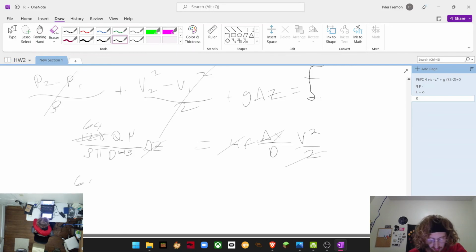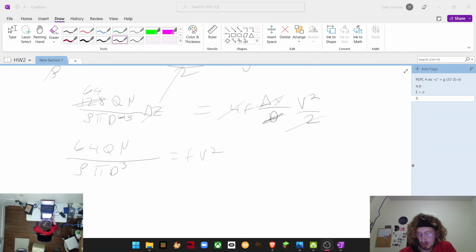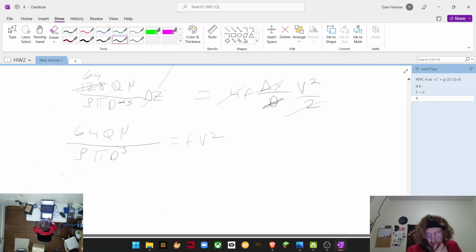So rewriting, we have 64 Q mu over rho pi d cubed equals our Fanning friction factor times v squared. And then from here, I've never actually solved this all the way through, so I'm kind of curious. We have this v squared. We can divide that across by 2. I don't know why I didn't do that before. So we'll just have v squared here.